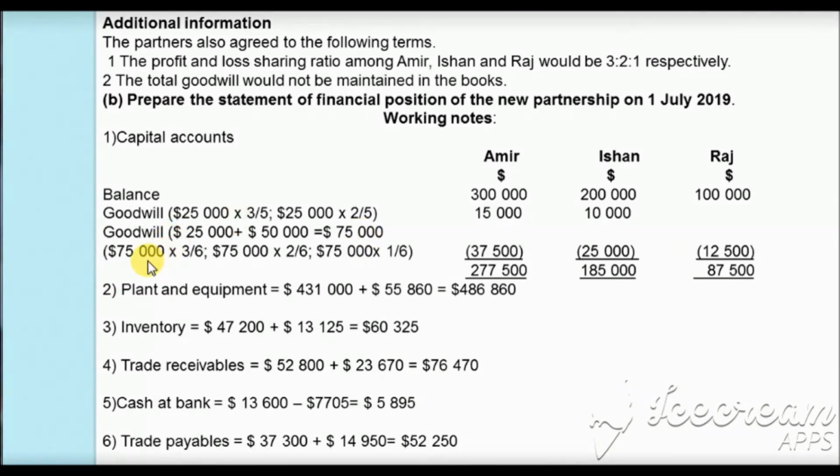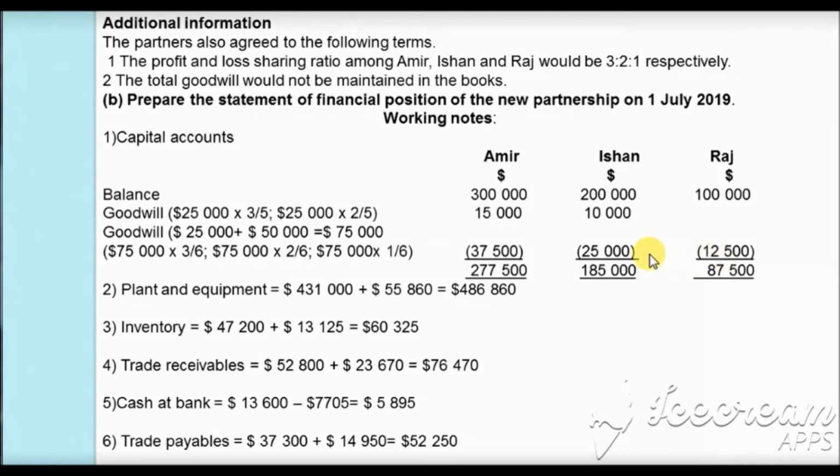So here it is $75,000, which is the total goodwill of the new partnership firm, times Amir's share, which is 3 divided by 3 plus 2 plus 1, which will be 6. So Amir's share which is debited, or subtracted, to write it off is $37,500, and Ishan's share to write off the goodwill will be $75,000 times 2 by 6, which will be $25,000, and the goodwill written off from Raj's account will be $75,000 times 1 by 6, which will be $12,500. This is the amount of goodwill which will be written off as it is not maintained in the books of account.